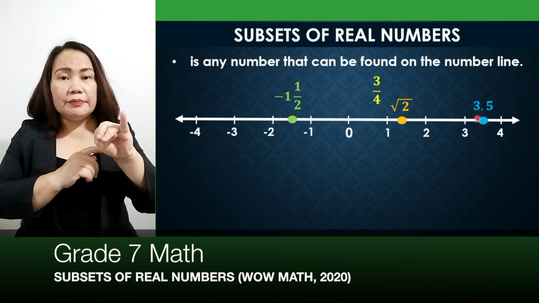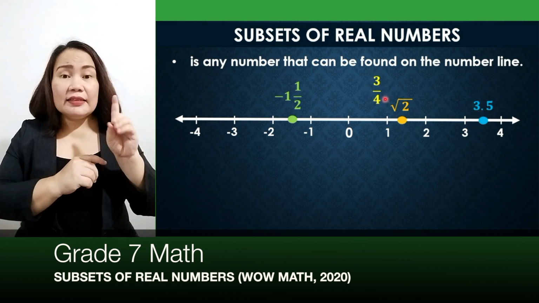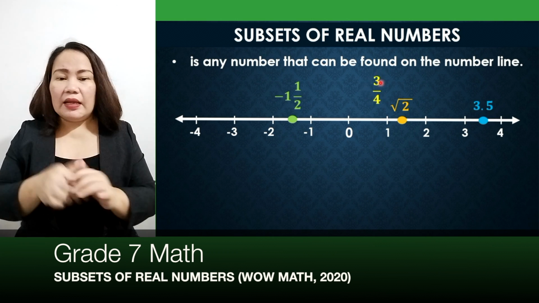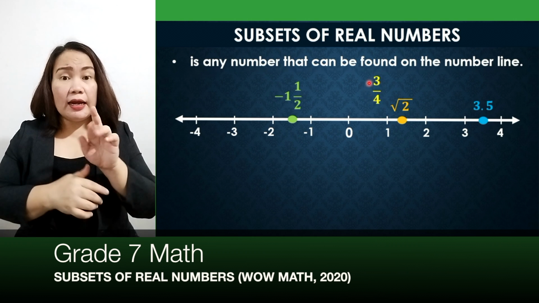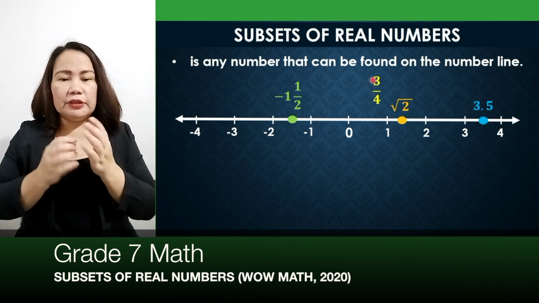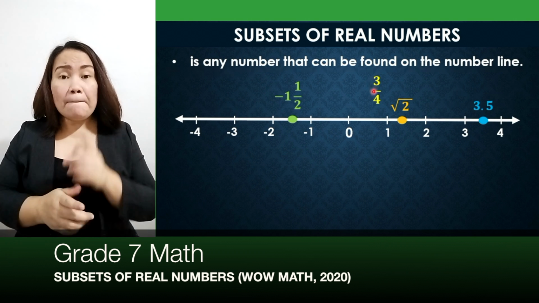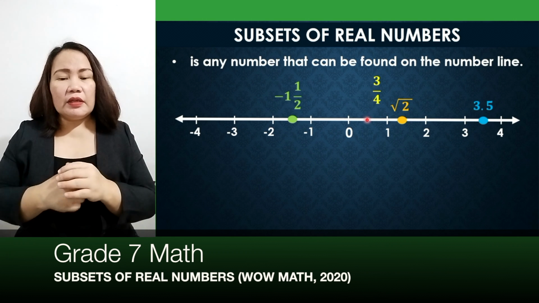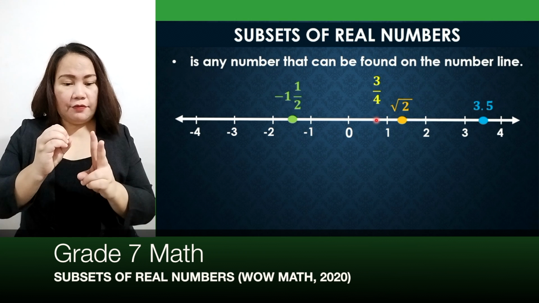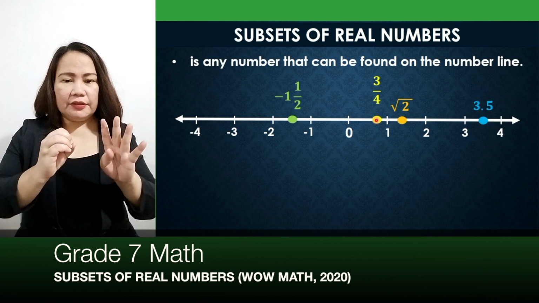Let's have another. So, I have 3/4. So, this is a fraction. So, under rational numbers. So, a fraction under rational numbers. And this is specifically proper fraction. Okay, so 3/4. If this is 1/2, therefore, this is 3/4. Okay, so dito ang graph niya.